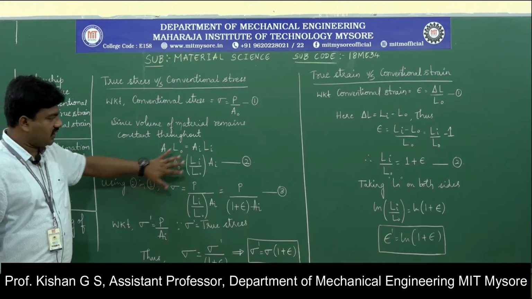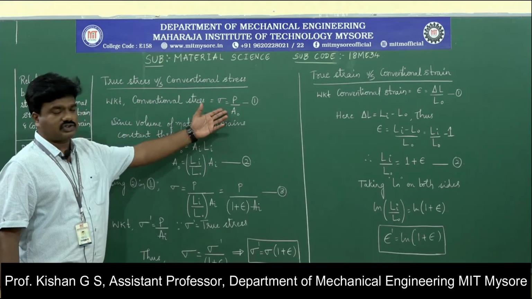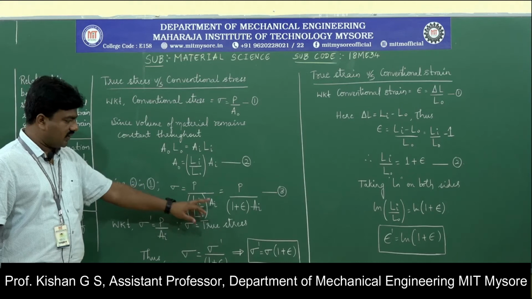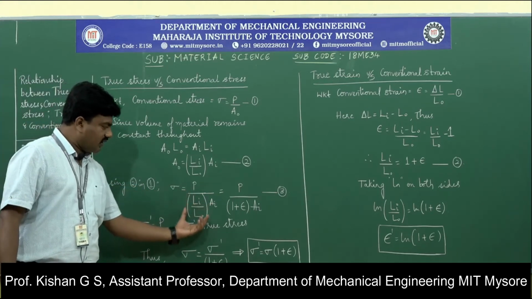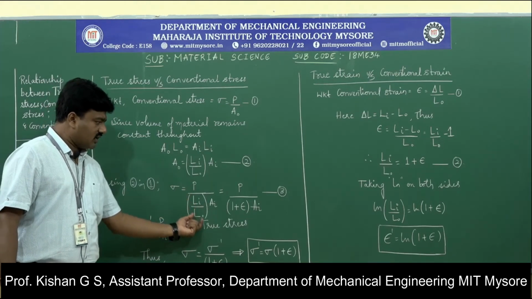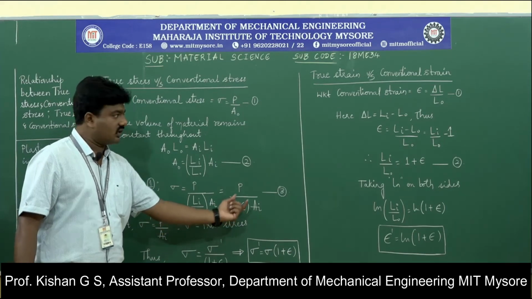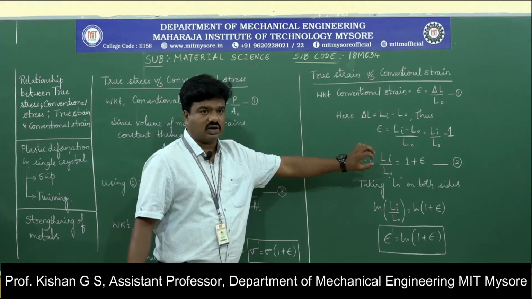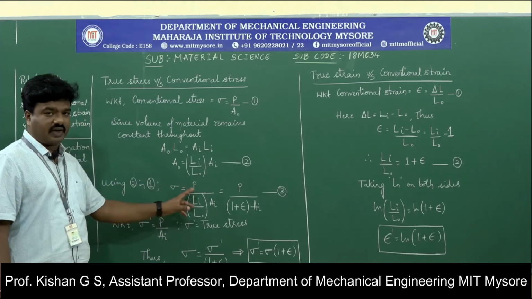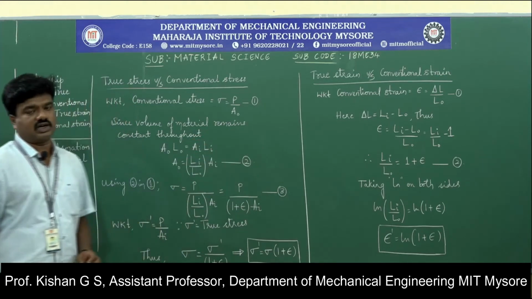Using this equation 2 in equation 1, that is substituting the value for A naught in equation 1, we end up with the term P by Li by L naught into Ai. Here we have the change in length term, Li by L naught, which is equal to 1 plus epsilon. I will discuss the description of this consideration, Li by L naught equal to 1 plus epsilon, in defining the relationship between true strain and conventional strain.